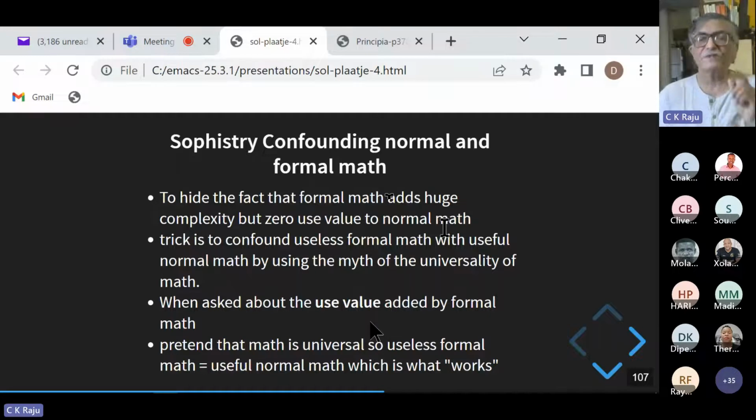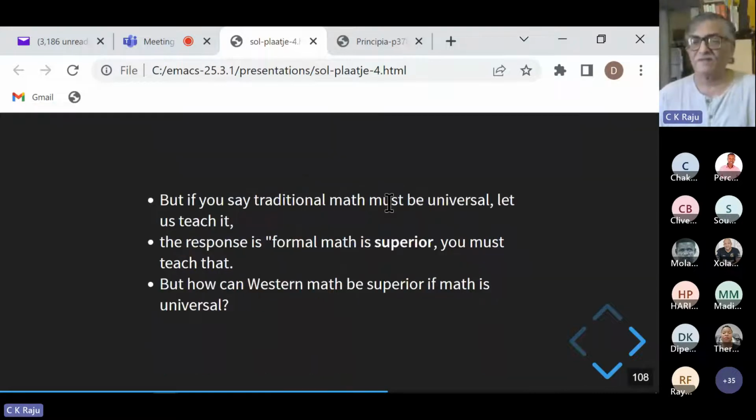But you confound, when it comes to talking about what works, they confound normal math with formal math. They say math is universal. If it is universal, how can one type of math be superior? But when you ask what the value added by formal math is, they have that thing. But then when you want to teach, you say, okay, you must teach the superior math. If I say traditional math was used everywhere for thousands of years, it must be universal, they say, no, formal math is superior. That's what you should do. Now, this is the kind of silly paradox which is created.